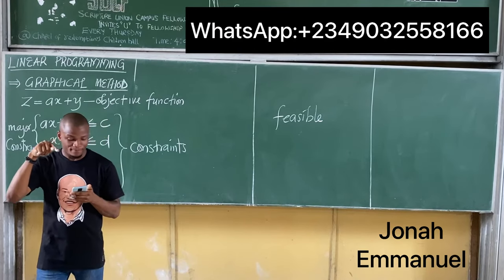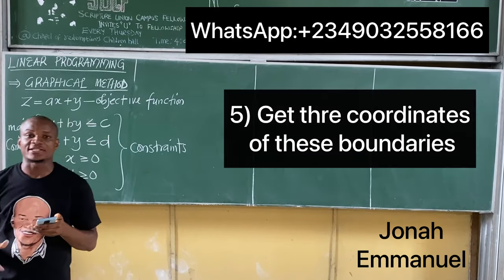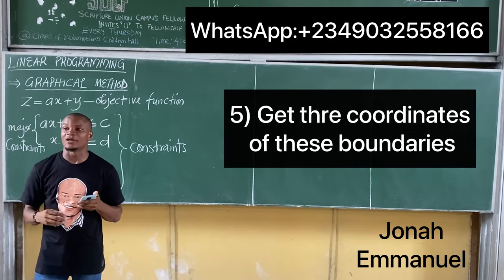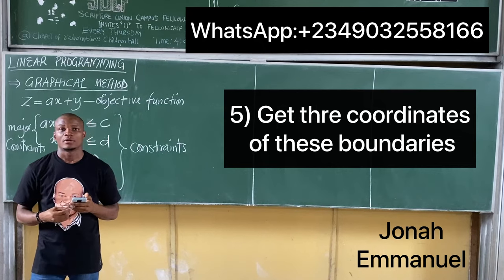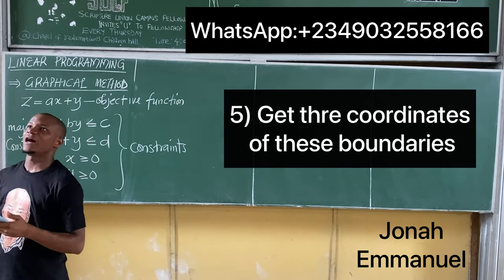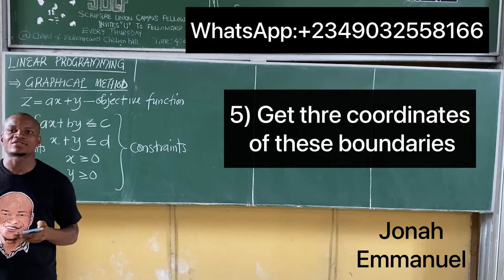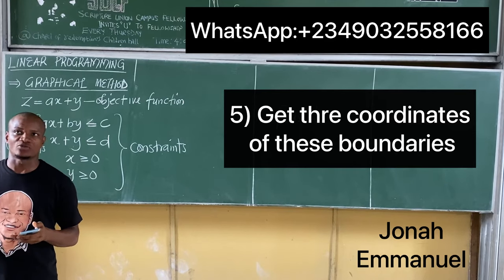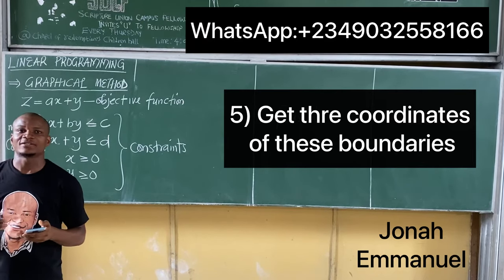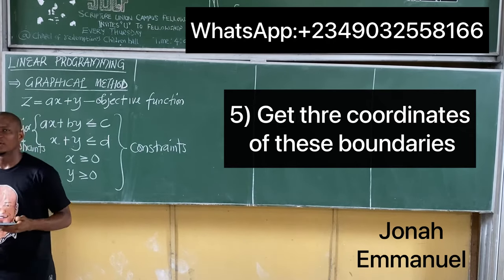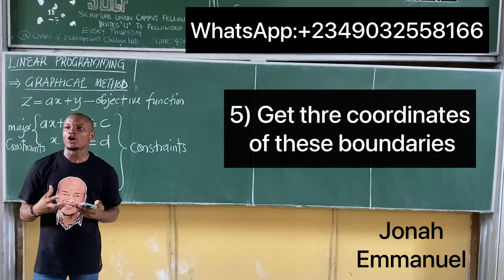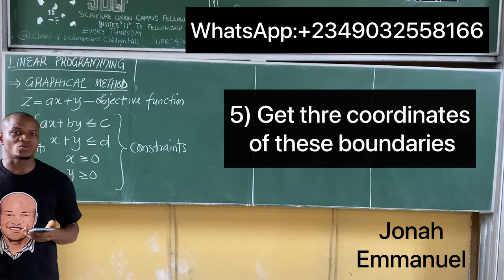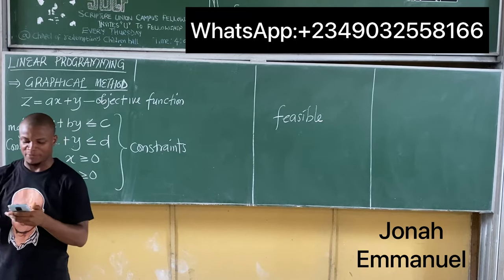Number five, get the coordinates of these boundaries, usually three, sometimes above, but basically it's three. And that's where we need a graph sheet. It is with the graph sheet that we will pick out the three coordinates. We'll keep it pending there.